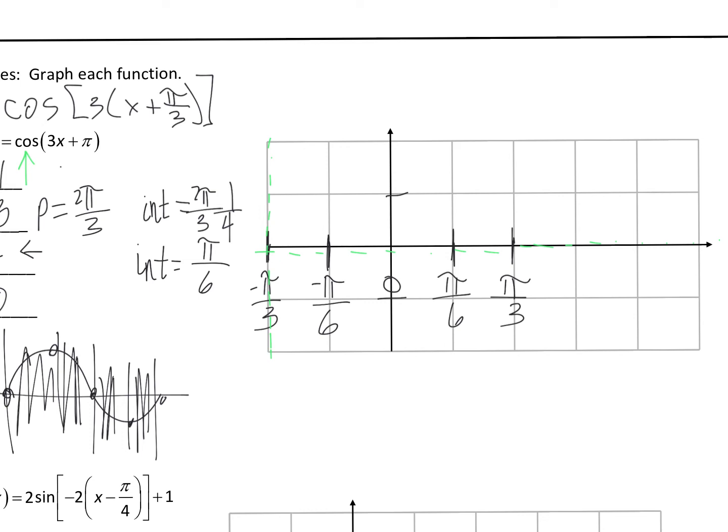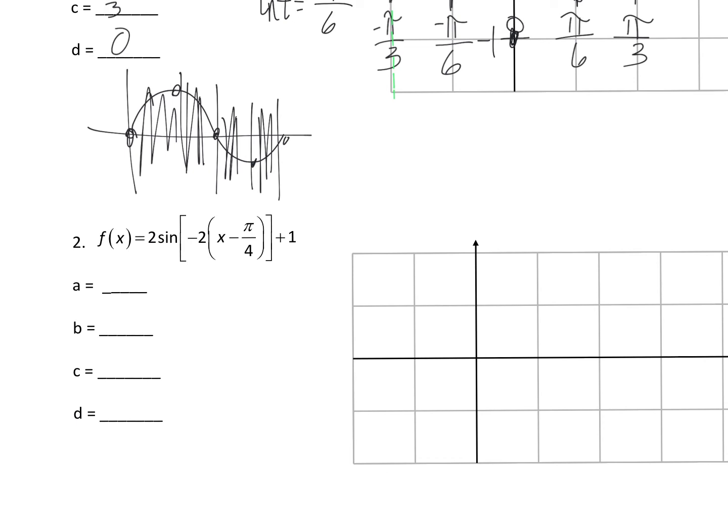So coming back over here, I'm going to start at the negative pi over 3, because that's my horizontal shift, and it's a cosine graph, and it's a positive one, so I'm going up 1. I forgot to label these 1 and negative 1. And then once we're at that point, our next interval, we go down to the midline, and then down below, up, and then up again.